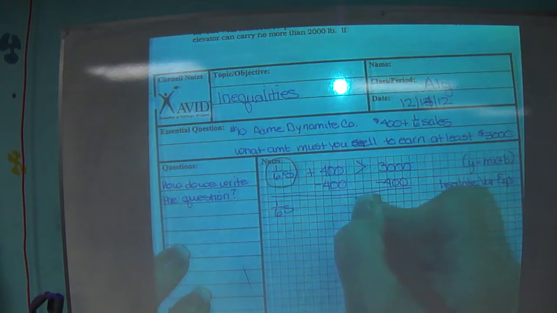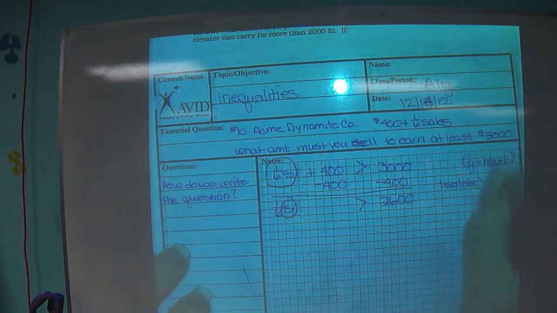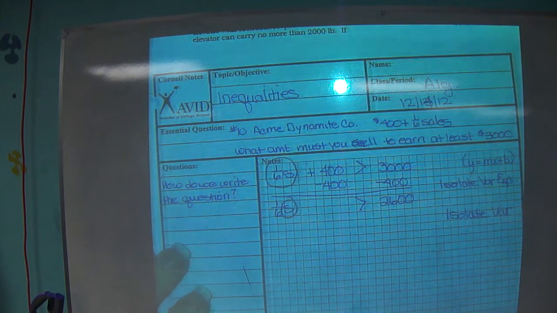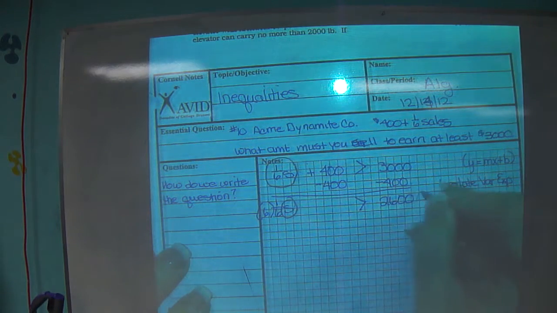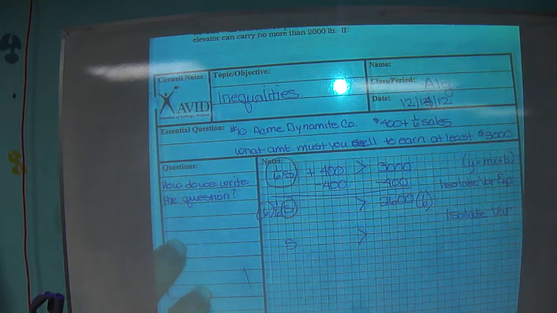1/6 s greater than 2,600. Then we're going to isolate the variable by dividing. What are you going to do? Reciprocal. The reciprocal of 1/6, which is 6. So S, and do we have to flip the sign? No, because it's positive 6. So S is greater than, what's 26 times 6? 2,600 times 6. 15,600.